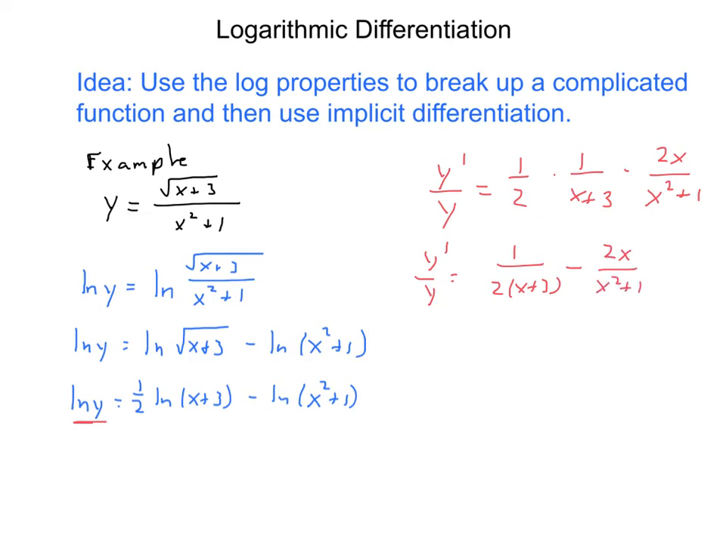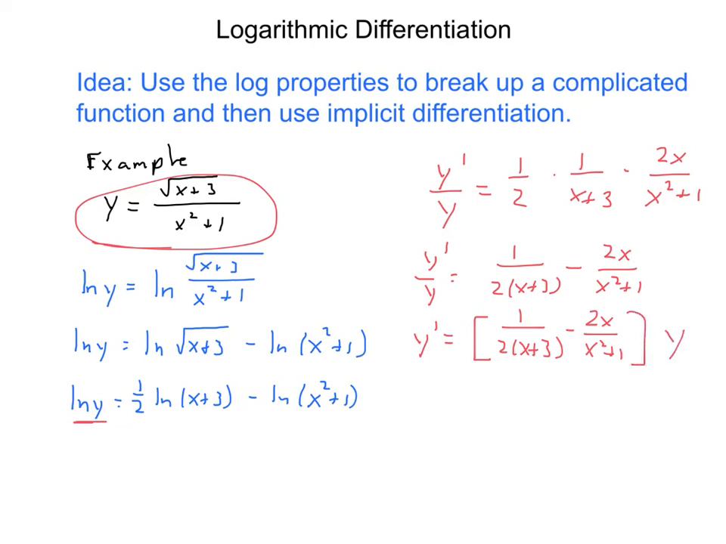And what they want us to do now is to solve. Remember, we're trying to find y prime. We don't want to know what y prime over y is. We want the derivative of that function right there. So the derivative of that is going to be y prime. So to find y prime, I'm just going to go back to this and multiply both sides by y. And so I can say now that y prime is going to be 1 over 2 times x plus 3 minus 2x over x squared plus 1 times y.